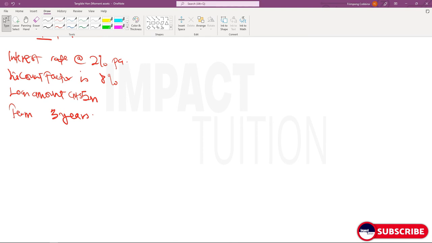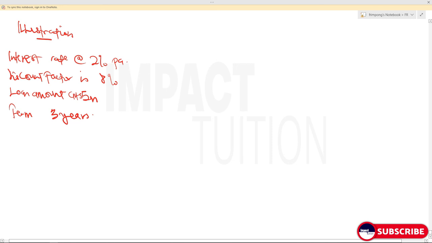First, let's get our discounting factors. The discount factor at 8%. To get that, we apply the formula 1 over 1 plus the interest, exponent n, where n represents the year. So for 3 years, we have 1 over 1 plus the interest, which is 8%, exponent 1, exponent 2, exponent 3. And that will give us our discount factor at 8% for each of the 3 years.